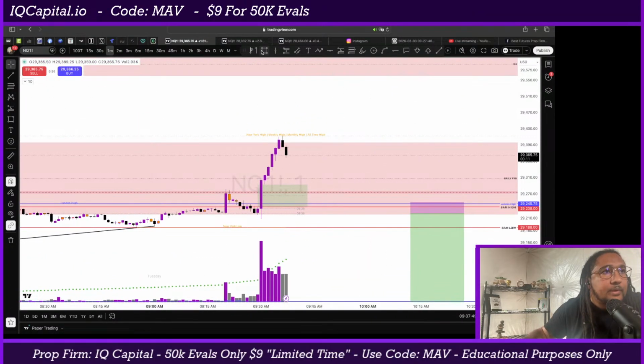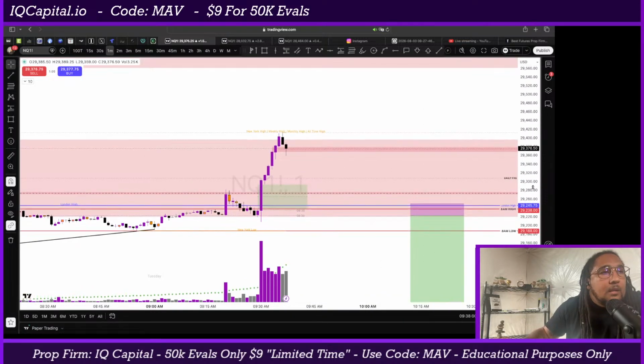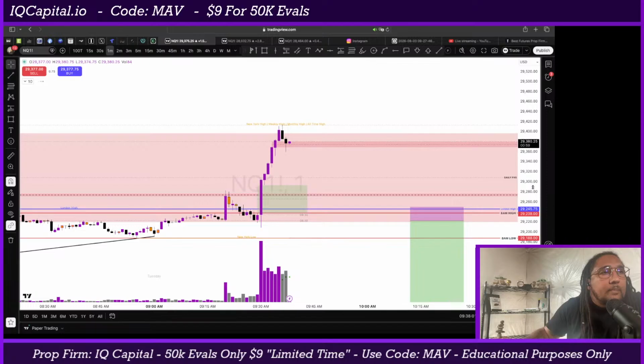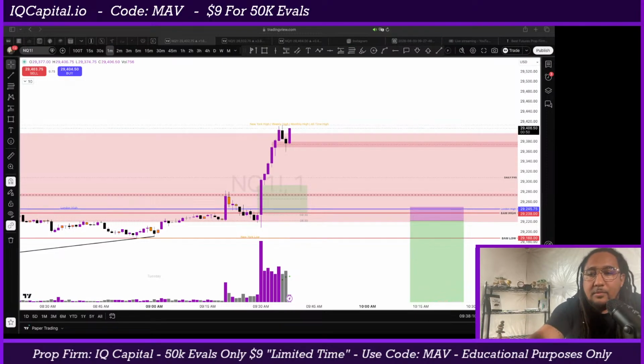Alright, so let's see if we can get another entry here on this pullback. If we invert this 1 minute, is that enough for us to respect that and continue higher?